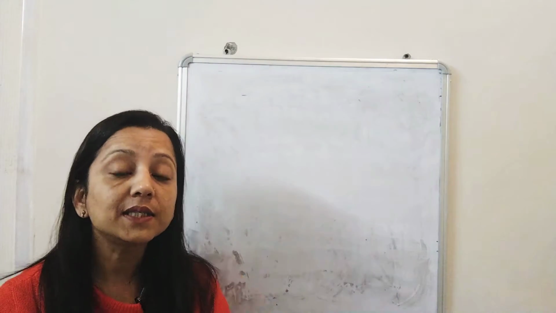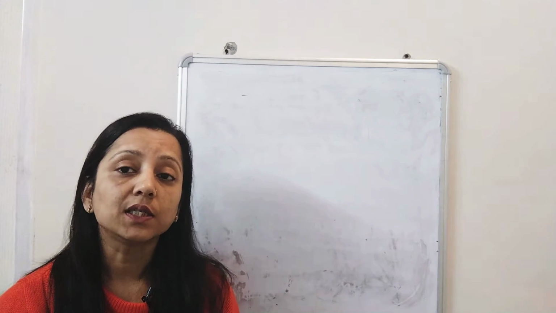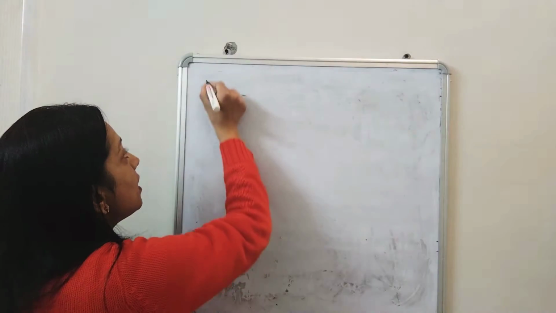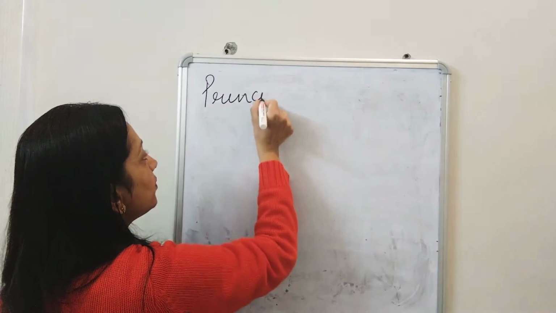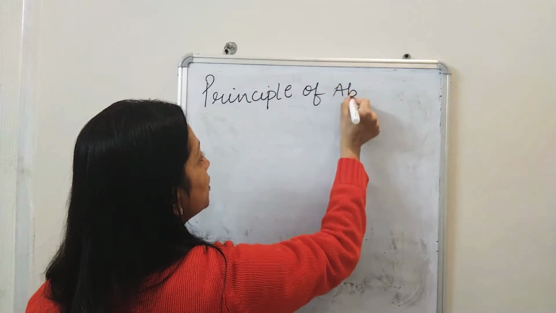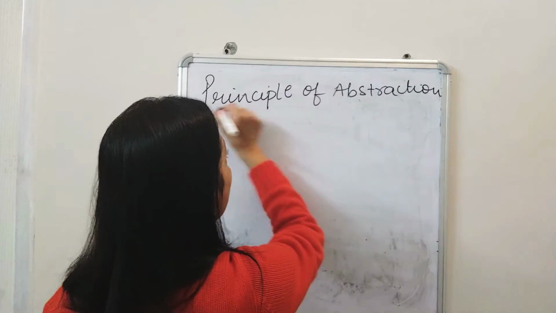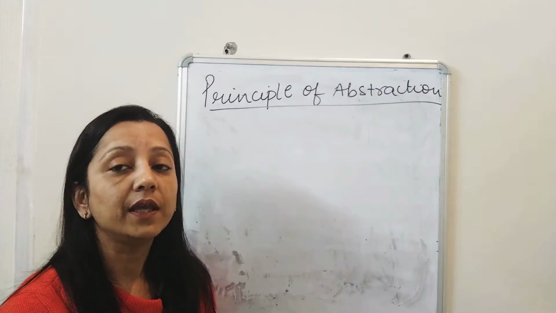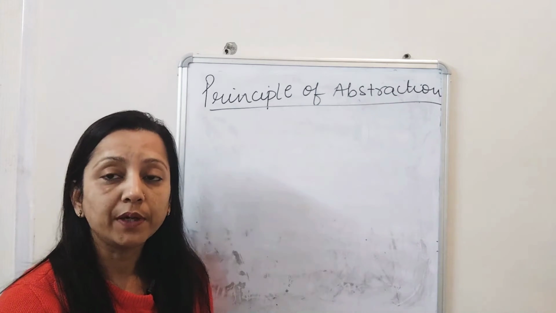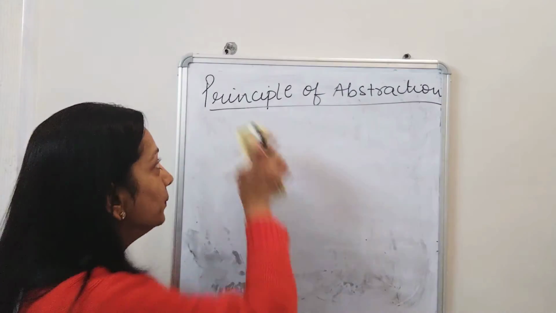Now this mechanism, that you can specify a set by stating the property of its members, is known as the principle of abstraction. That is, specifying a set by stating the properties of the members of that set is known as the principle of abstraction.